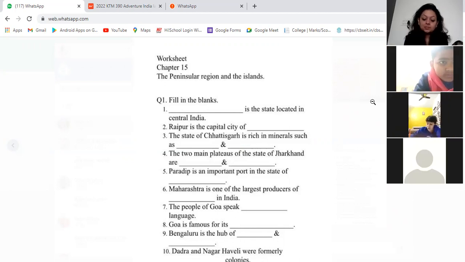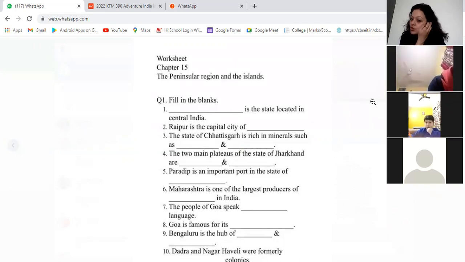Excuse me, ma'am. Yes. Ma'am, we have to write with pen. Beta, it's your choice. If you want to write with a pen, you can use a pen. Okay, ma'am.